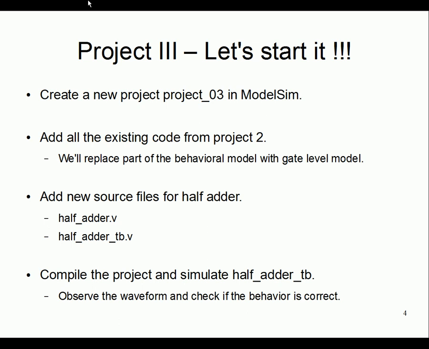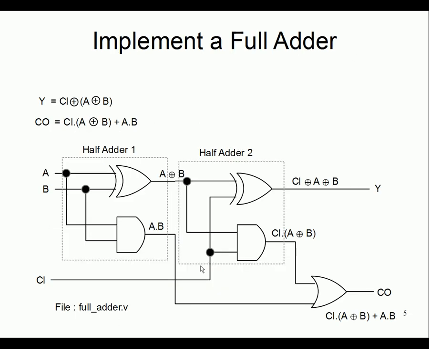So copy project 2 into project 3, all the source files, all the test benches you have. Add these two new files, half adder and half adder tb, and do this experiment and observe the behavior. Once you do that, let's implement the full adder. We have the half adder already, so we'll instantiate two half adders and connect them like this schematic.